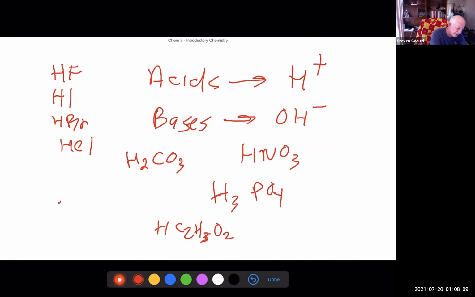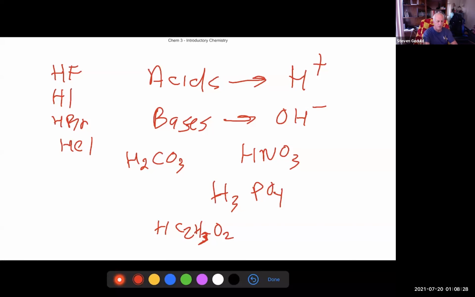Right, acetic acid is CH3COOH. The acetate ion is C2H3O2, and it's a -1 charge.